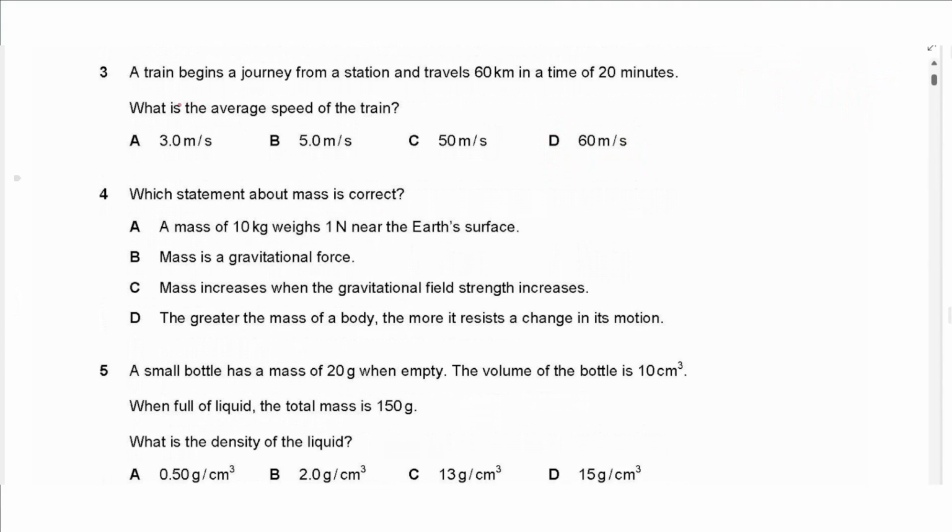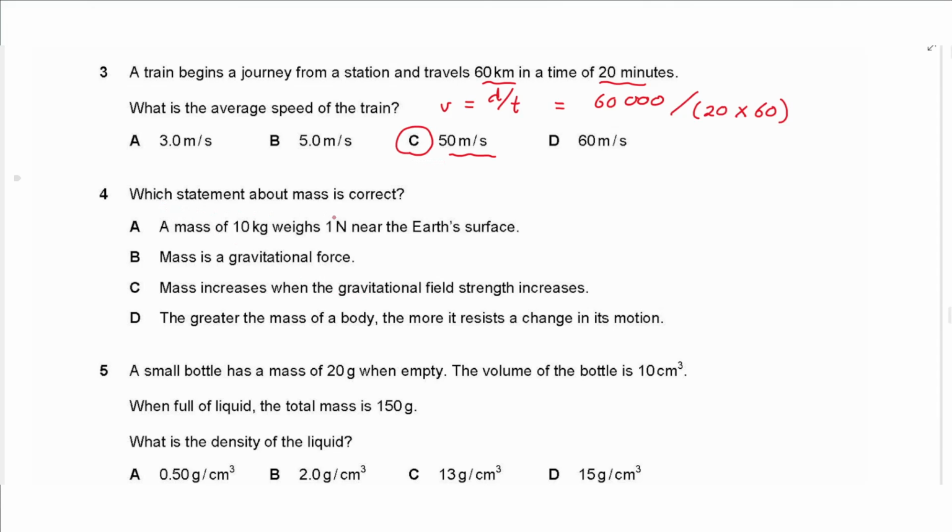Question 3 says a train begins a journey from a station and travels 60 kilometers in a time of 20 minutes. What is the average speed of the train? So speed is equal to distance over time, or total distance divided by total time for average. We have 60 kilometers, that's 60,000 meters, divided by the time, which is 20 minutes multiplied by 60 seconds, since all the answers are in meters per second. And that gives an answer of 50 meters per second, so it is C.